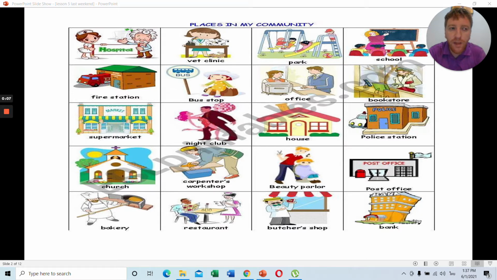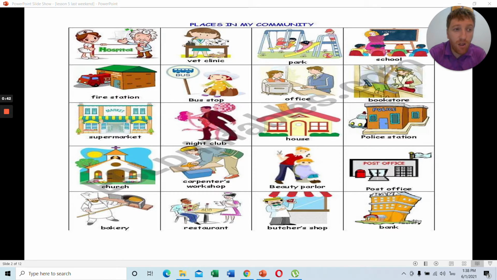Today we will be starting unit 1, which will be talking about places in the community, and then after that we will talk about last weekend and then go into the grammar point: Where did you go last weekend and what did you do last weekend, which will be explained in the next lessons. But for today we are just going to introduce some vocabulary relating to the community.